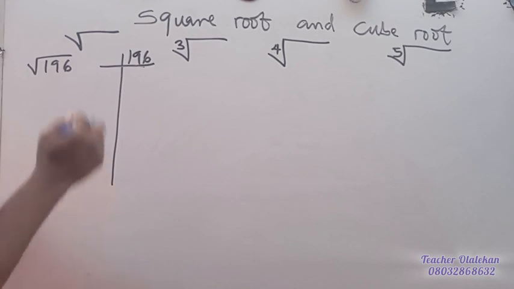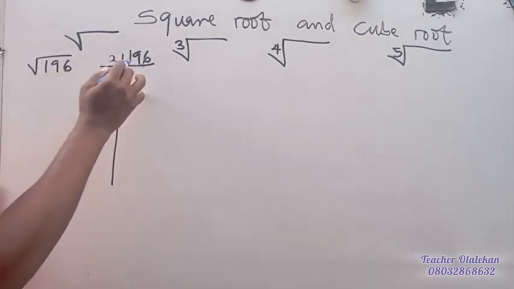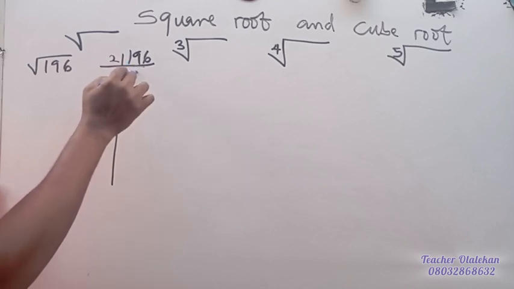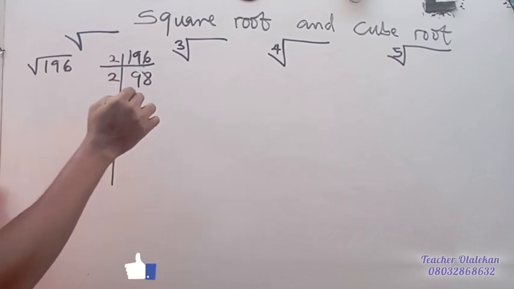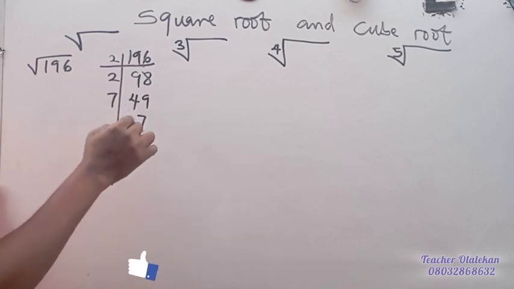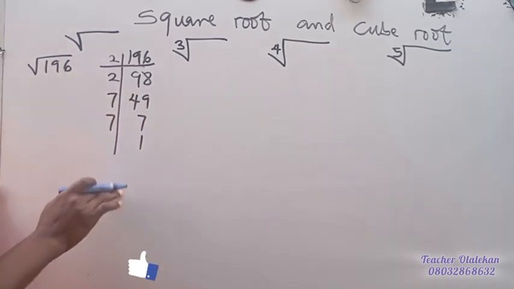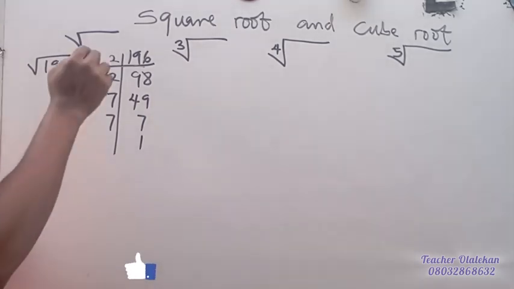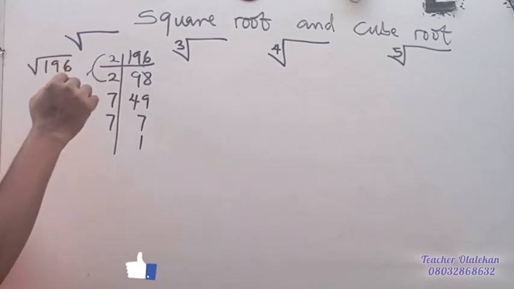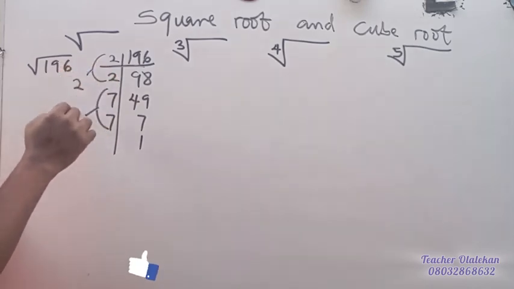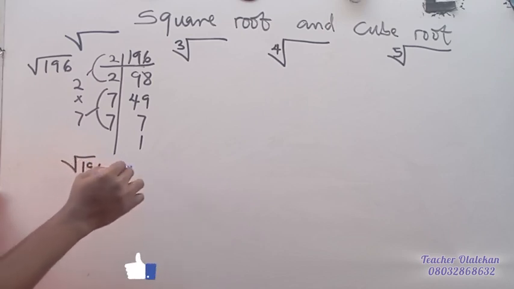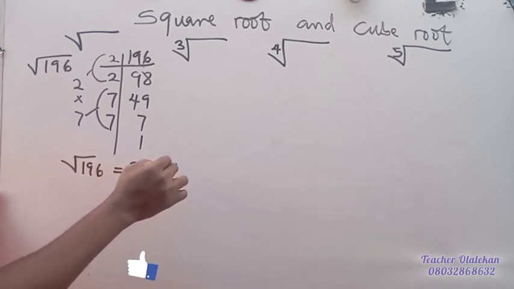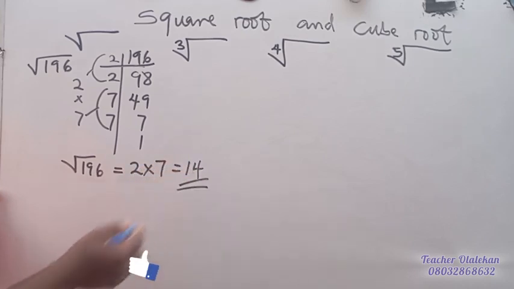So we have our 196 divided by 2, which is the lowest prime number that can divide it. That gives us 98. Then 2 in 98 gives us 49, 7 in 49 gives 7, and 7 in 7 gives 1. At this stage, since we are looking for the square root, we group the same numbers in twos. So the square root of 196 is equal to 2 times 7, because for every group of two you take one. So the square root is 14.